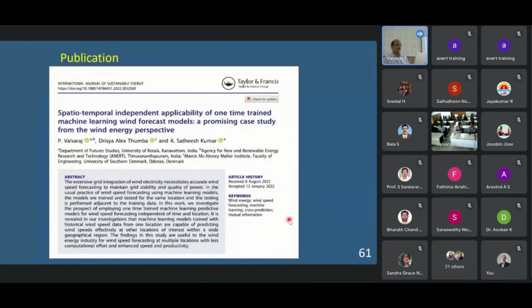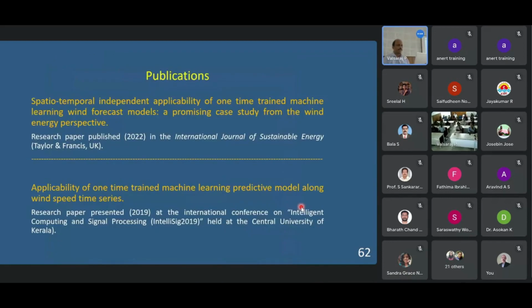This is another publication based on this study. I have published another paper in the International Journal of Sustainability. It's a journal from the house of Taylor and Francis. Of course, this is the one I told you. Then there is another international conference paper also, at the Central University of Kerala.